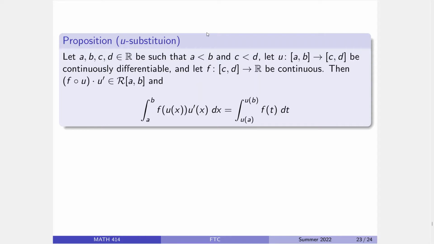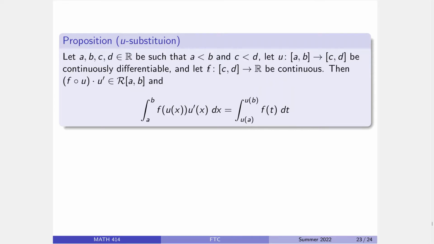Well, we've got four real numbers, a, b, c, and d, a less than b, c less than d. We have a function, u, that sends the interval [a,b] to the interval [c,d]. Not necessarily surjective, but we just know that the range is contained in that non-degenerate interval, and we know that it's continuously differentiable. So not only does u have a derivative, but its derivative is in fact a continuous function, which we need to use.